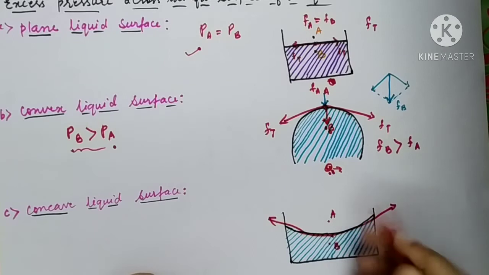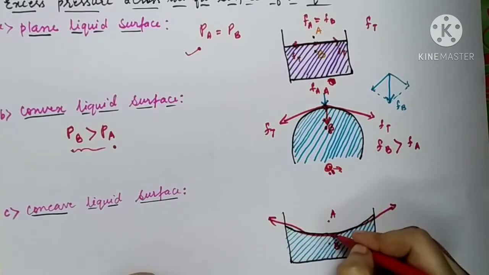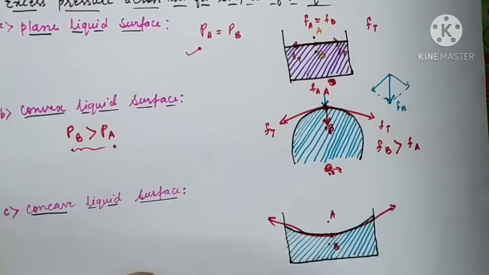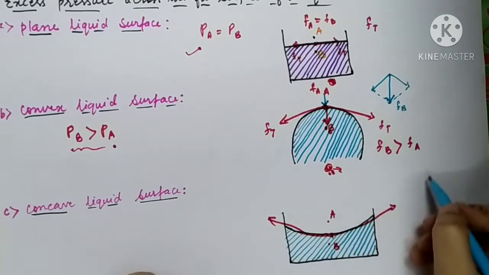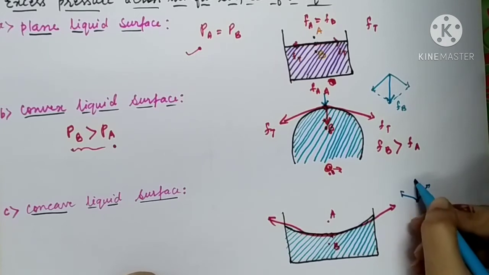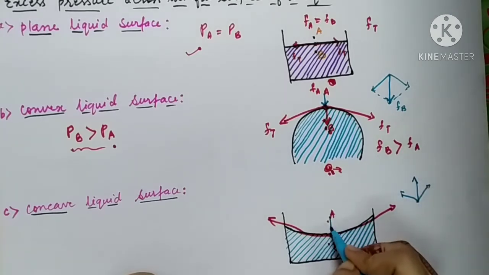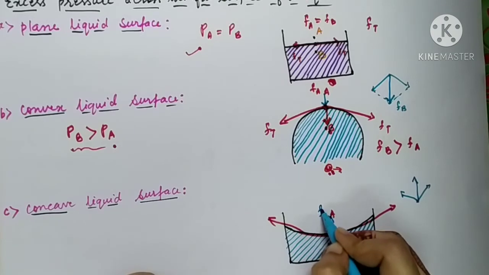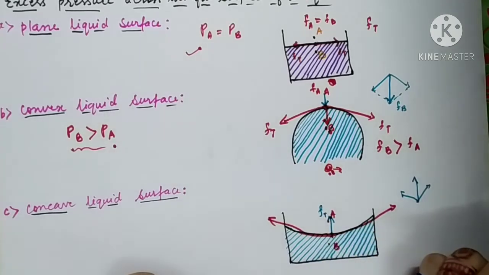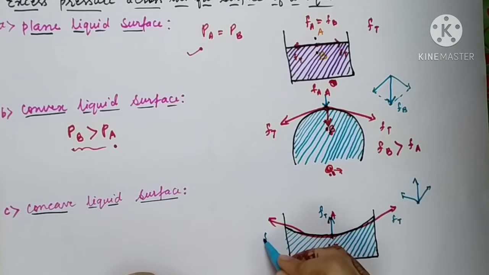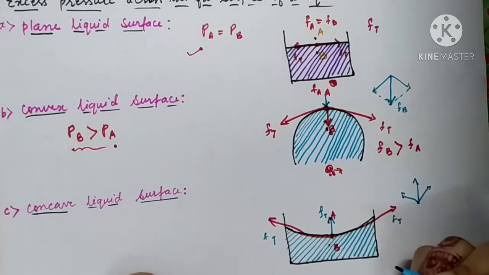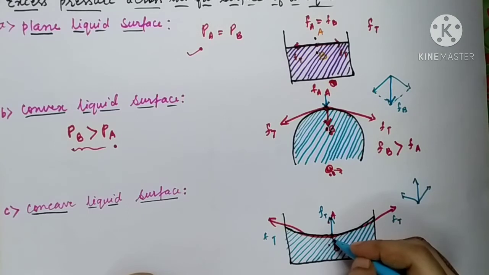Again, they form two adjacent sides of a parallelogram. Their resultant will be directed in a vertically upward direction. These are the forces, and the resultant will be along the diagonal. So the resultant force due to surface tension is directed vertically upward. This is the direction of force due to surface tension. This is also Ft, this is also F. This is the resultant force. And atmospheric pressure is directed in a vertically downward direction.